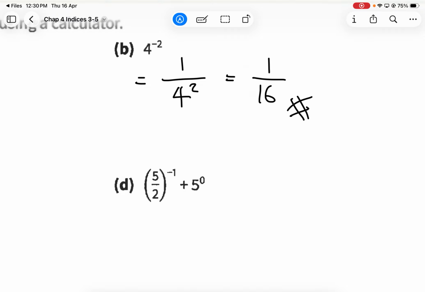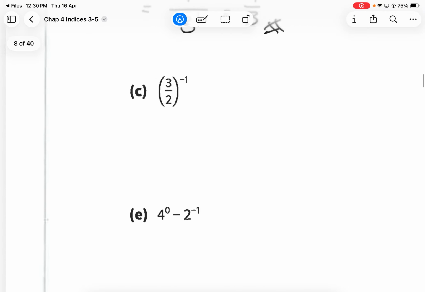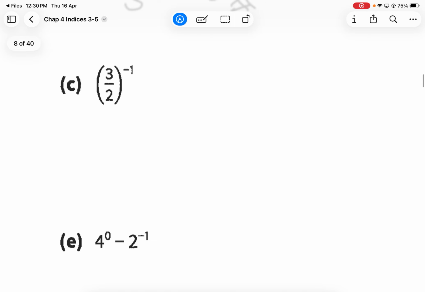Uma, can do or not? Okay. Let us take a look. 3 over 2 to the power of negative 1. In the last topic, we learned that when I have a power outside the bracket, inside got multiply or divide, my power must give to all the terms inside. So what will happen is, my 3 will get the power negative 1, my 2 will also get the power negative 1.